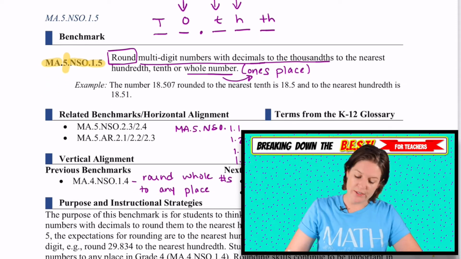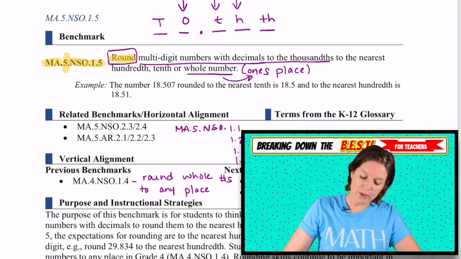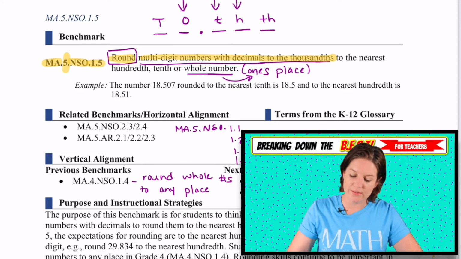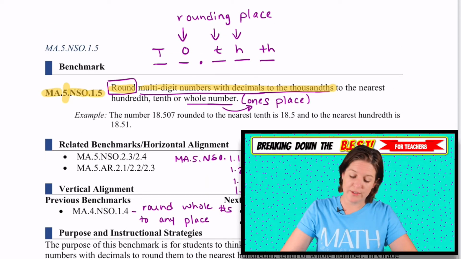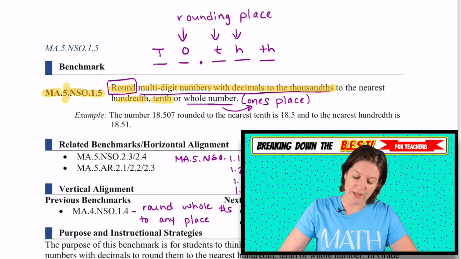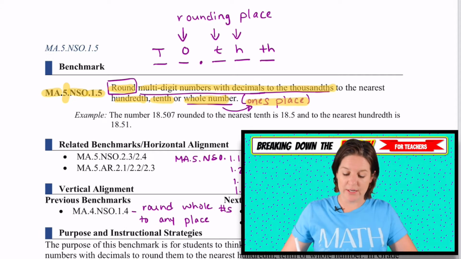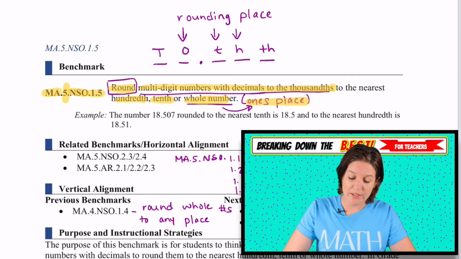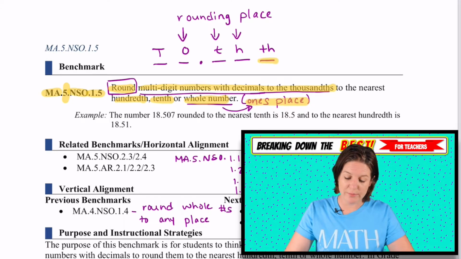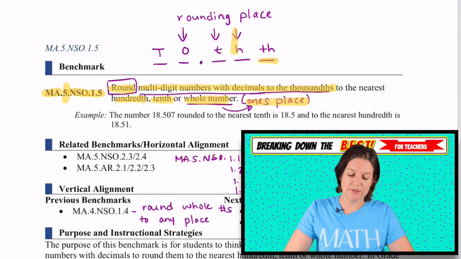MA.5.NSO.1.5. MA stands for Mathematics, 5 stands for 5th grade, NSO is Number Sense and Operations, and we're working on 1.5 today. All right, so this one says to round multi-digit numbers with decimals to the thousandths, and we will be rounding to the nearest hundredth, tenth, or whole number. And by whole number, we mean that we're looking at the ones place there. So here we've got numbers to the thousandths place, but we're rounding to the nearest hundredth, tenth, or the whole, the ones place.